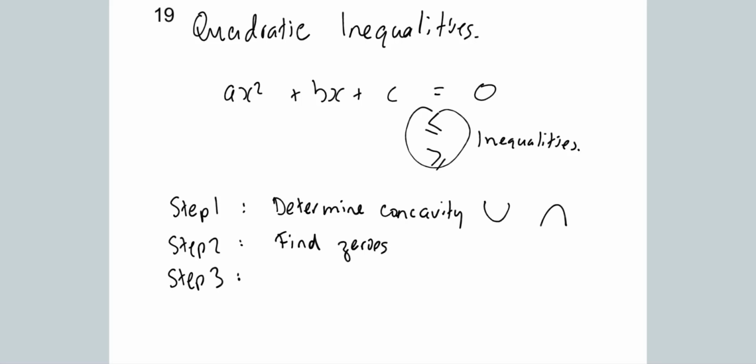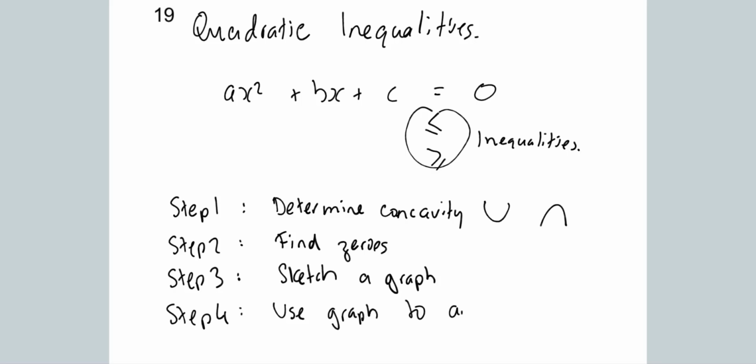In step three, we are then going to sketch a graph. And we don't need to know the turning point or anything like that, or even the y-intercept. So it's just a very quick sketch of the graph. And again, we'll look at it in more detail in the functions unit. So it's just a brief foray into that. And step four is use the graph to answer the question. And I reckon when we go through the theory, so we'll go through an example, you'll see that.